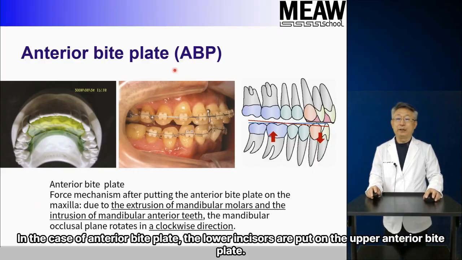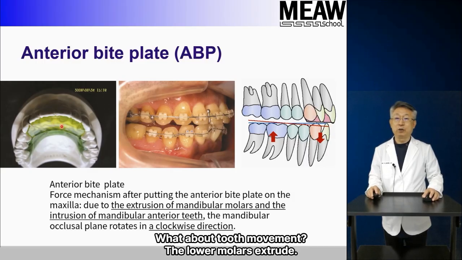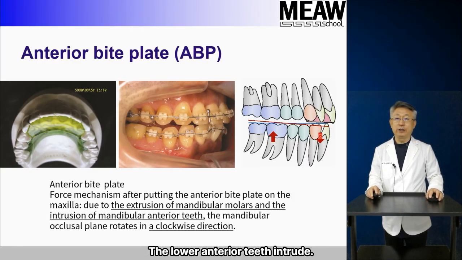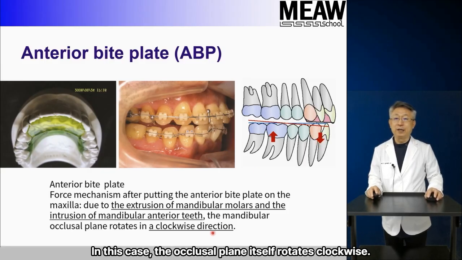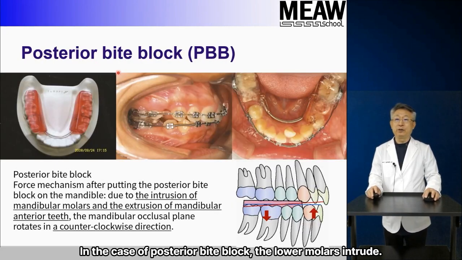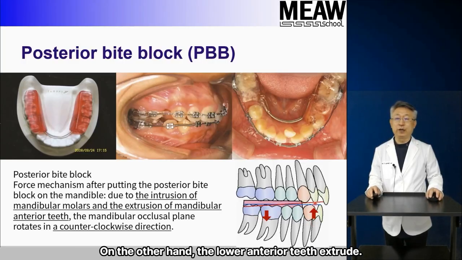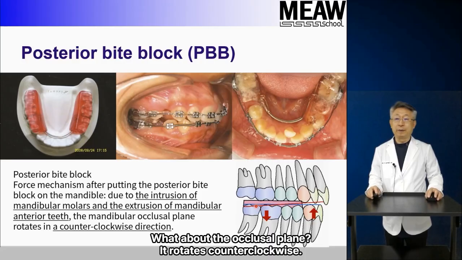In the case of anterior bite plate, the lower incisors are put on the upper anterior bite plate. What about tooth movement? The lower molars extrude. The lower anterior teeth intrude. In this case, the occlusal plane itself rotates clockwise. In the case of posterior bite block, the lower molars intrude. On the other hand, the lower anterior teeth extrude. What about the occlusal plane? It rotates counterclockwise.